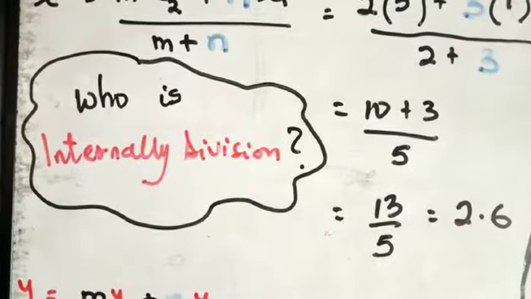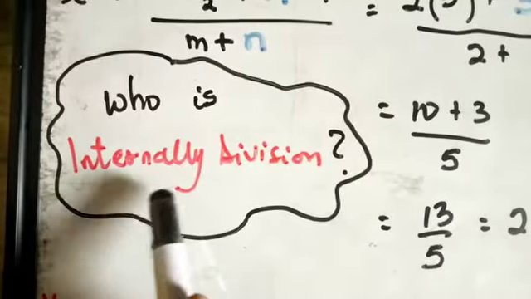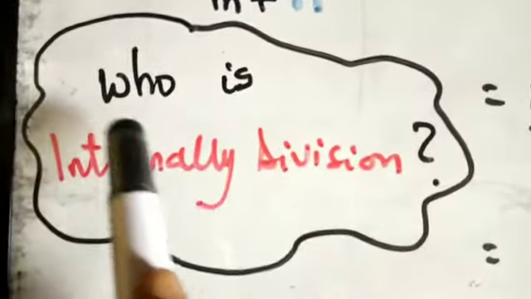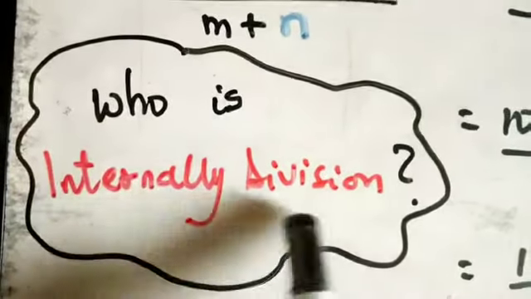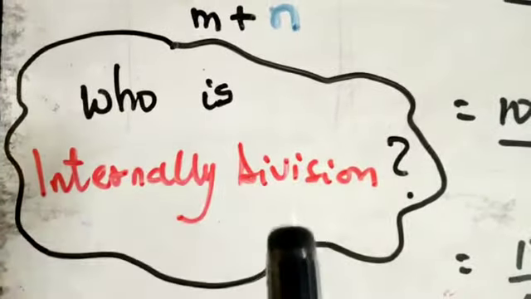Under internal and external division of a line segment, all that matters is that you should know exactly what internal division is. All that matters is that you should know this. Once you know this, you are free to go.